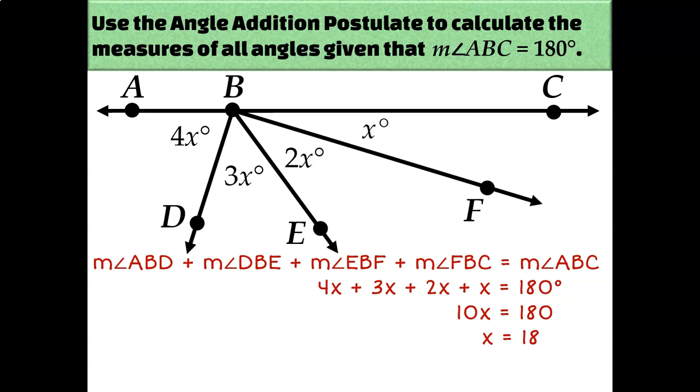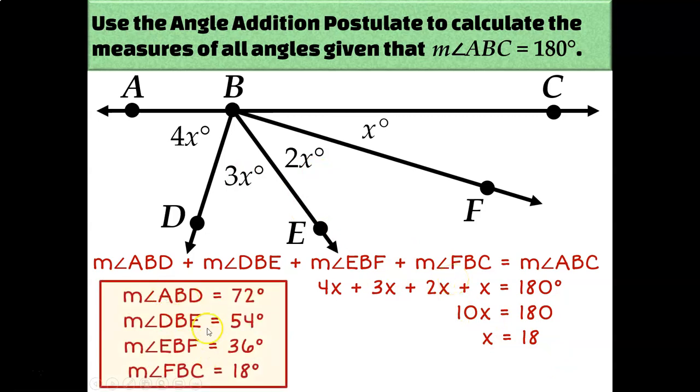However, it didn't ask me to calculate the value of x, it asked me to calculate the measures of the angles. So I'm going to have to plug in 18 to 4x, and 18 to 3x, 18 to 2x, and so on, and I would get these as my answers. The measure of angle ABD is 72, DBE is 54, EBF is 36, and FBC is 18.